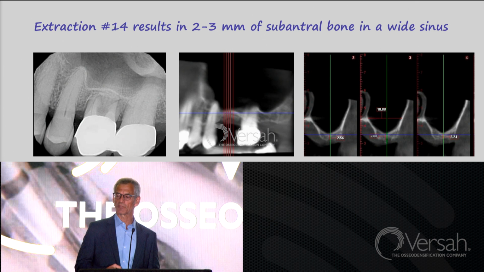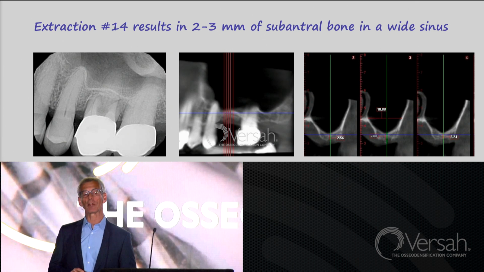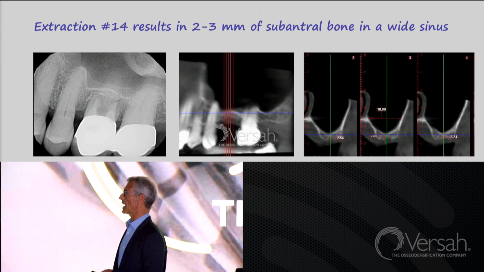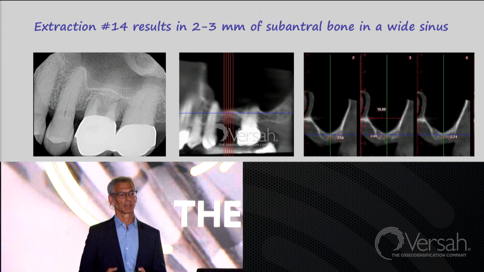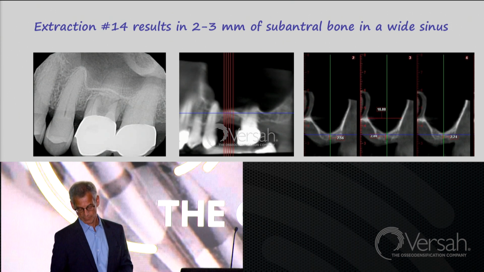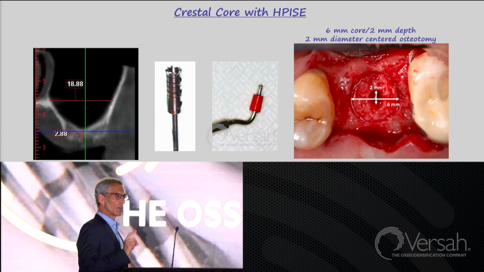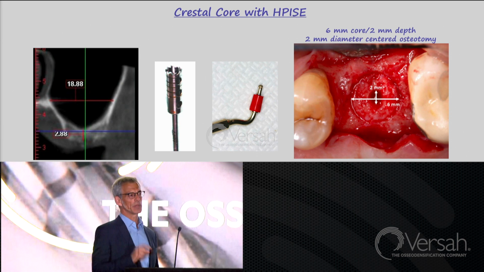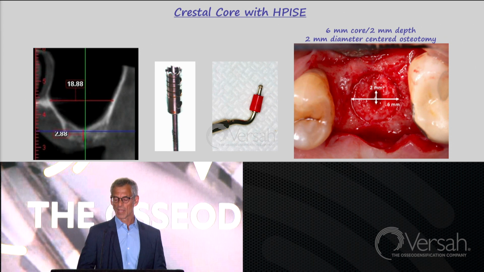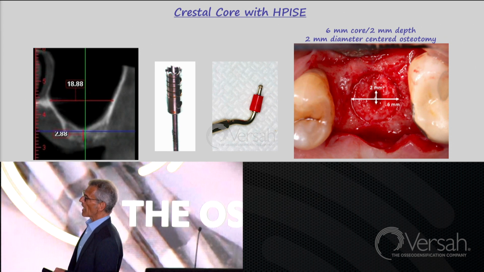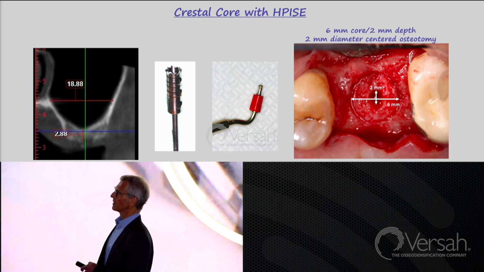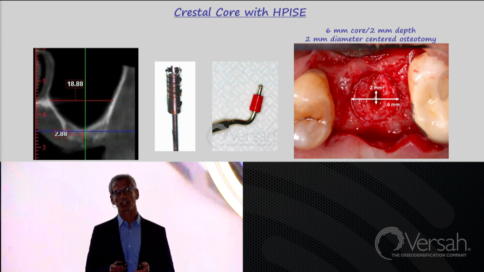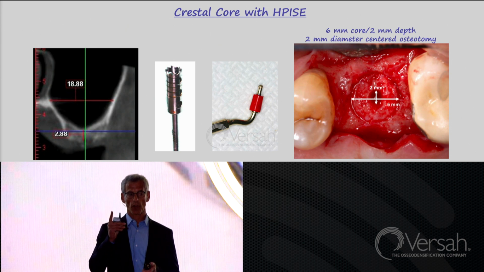Extraction of number 14 leaves 2 to 3 millimeters of bone in a very wide sinus. Now, yes, day in, day out, I could do a lateral window osteotomy on this case, but that's not the test. I'm going to first create a crestal core that's 6 millimeters in diameter, 2 millimeters in depth. And in the center of this core, I'm making another osteotomy, initially 2 millimeters, but it will be wide enough to insert a hydrodynamic tip and elevate the sinus before I intrude the core.